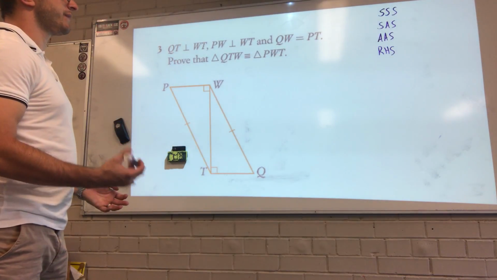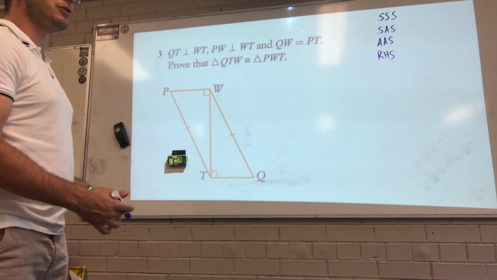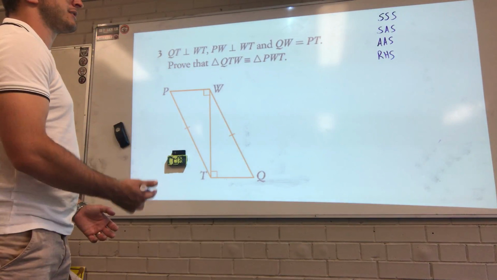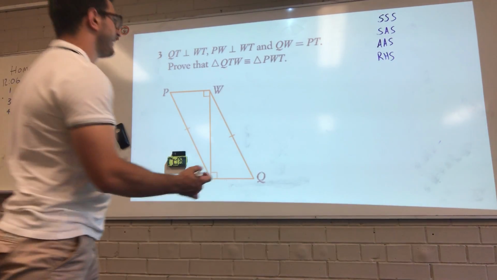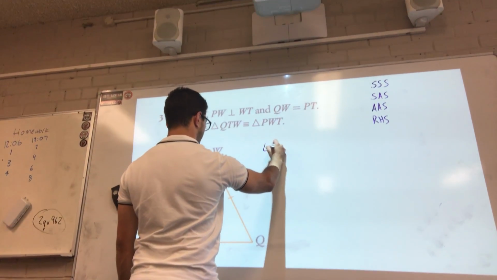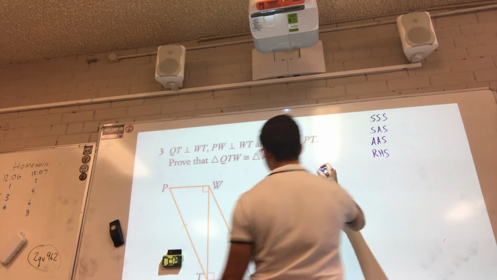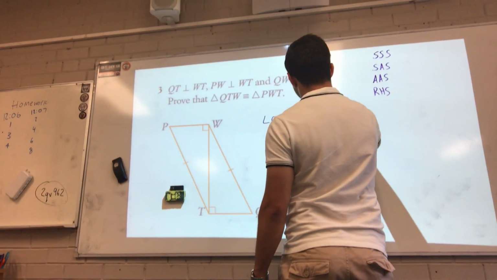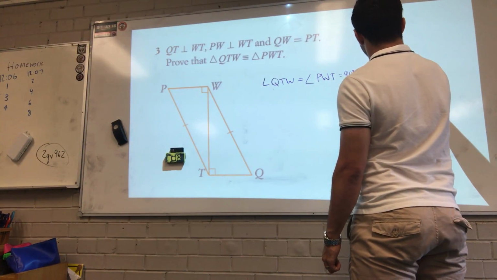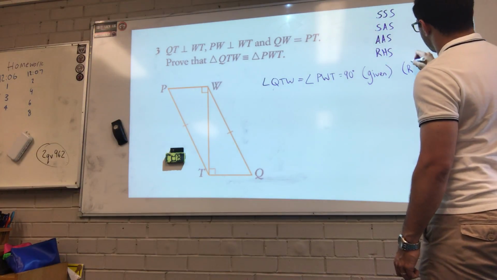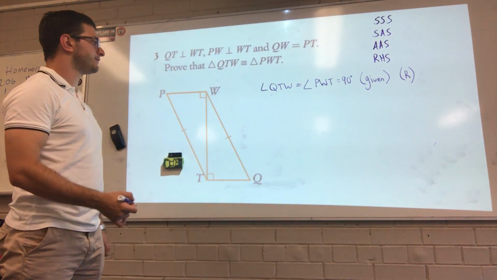With this question, I see that I have right angles, so I'm automatically led to that proof. So I'll try that proof, and if it doesn't work out, I might use another one, but hopefully the RHS proof works out. So we can say that angle QTW is equal to angle PWT, which is 90 degrees, and that's given. Remember that we put R in the brackets because we're talking about a right angle.